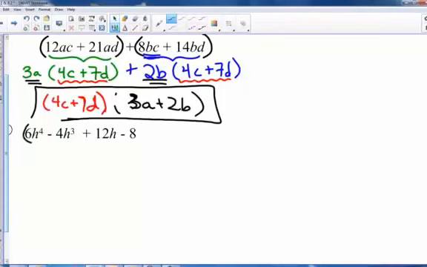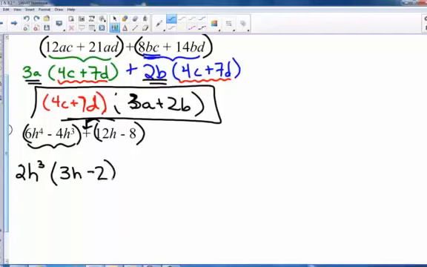Okay, the last problem. I'm going to group the first two and the last two. Just a little note, if this is a minus, make sure you make it plus a negative before you group. Otherwise, the negative would have to go through to both things. Okay, greatest common factor here. I see an h cubed and a 2. So left over, we have 3h minus 2.